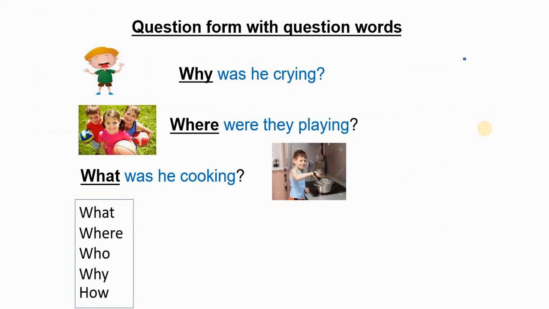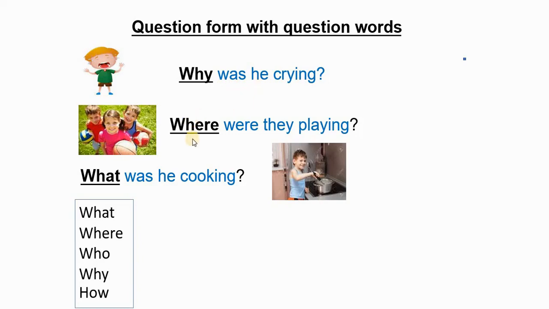Question form with question words. Why was he crying? So there is a question word why, and then we have a normal question form of the past continuous. Was he crying? The question mark. Was he crying? This is the normal question of the past continuous.